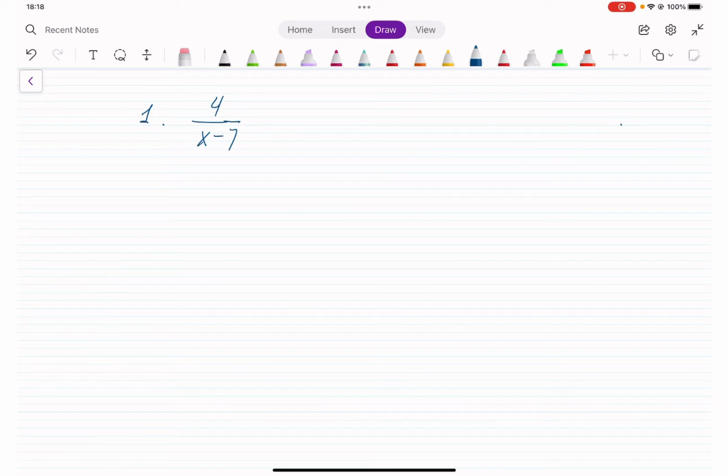So we need to find all numbers that must be excluded from the domain of the following rational expression. So domain is a value of x. Here it's this value of x in denominator, and we need to find which numbers have to be excluded from this rational expression. How are we going to find out?